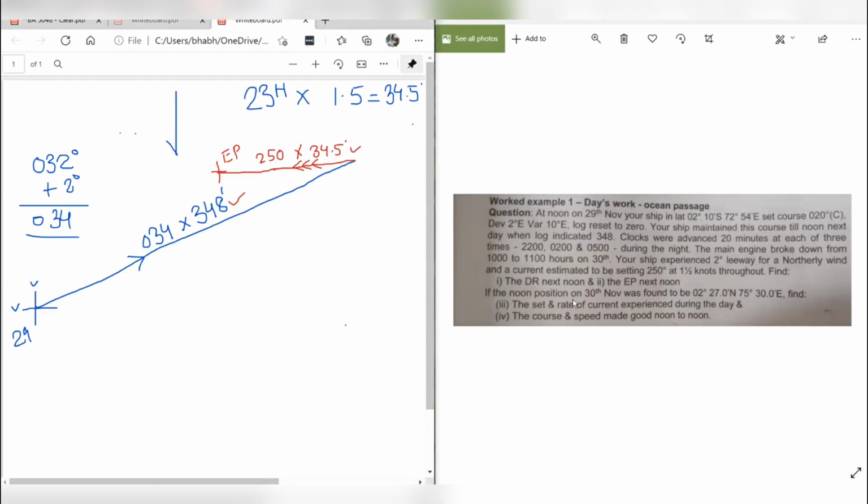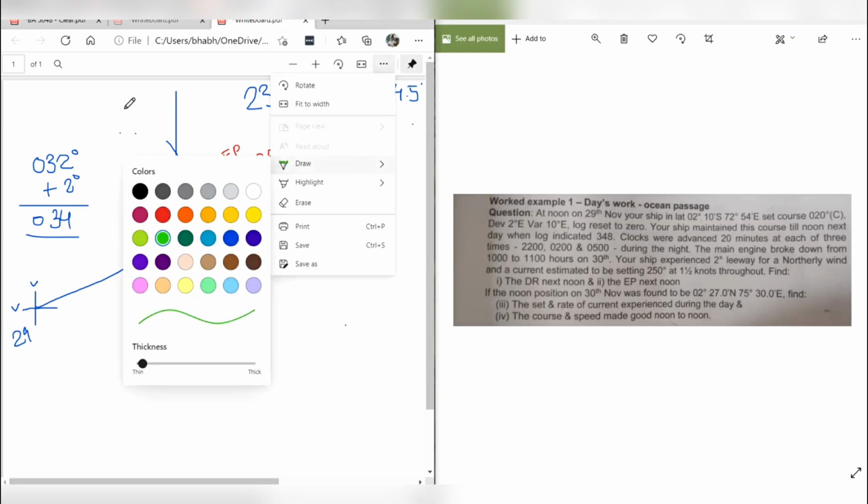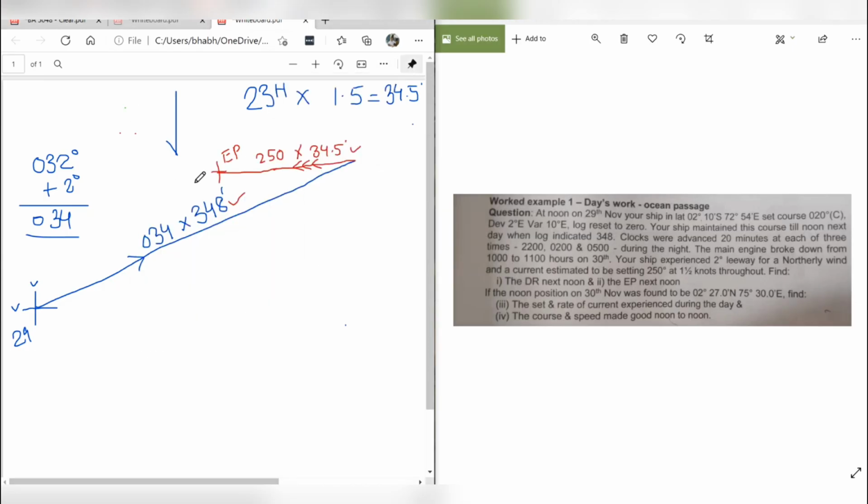It says if the noon position on 30th November was found to be this one. So they have given us a noon position now on the next day. So let's mark that noon position also. Let's mark it in green color. Let's say the actual noon position of ours, they have given that position as this one. They have given us this lat long. Now find the set and rate of the current experienced during the day.